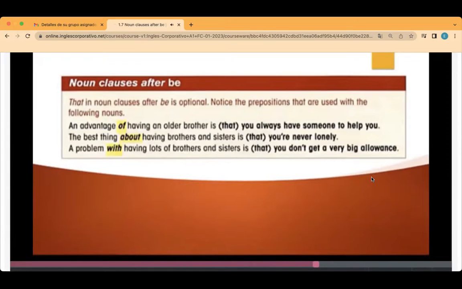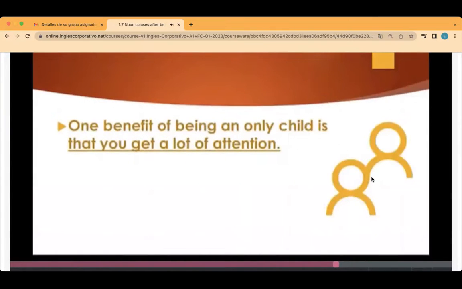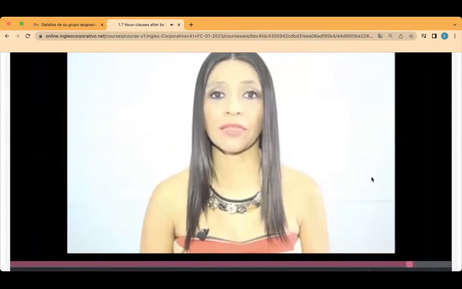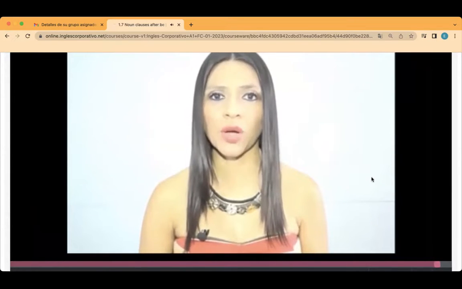Let's work on an example. One benefit of being an only child is that you get a lot of attention. That you get a lot of attention is a noun clause. Every noun clause has a subject and a predicate. In the above example, you is the subject and get is the verb. Complete the sentences with your own ideas. Then compare them with a partner in class. Number one, an advantage of being a twin. Number two, a problem with being an only child.